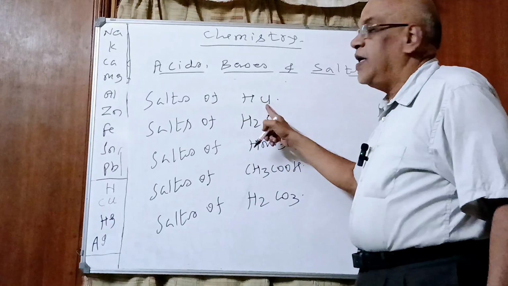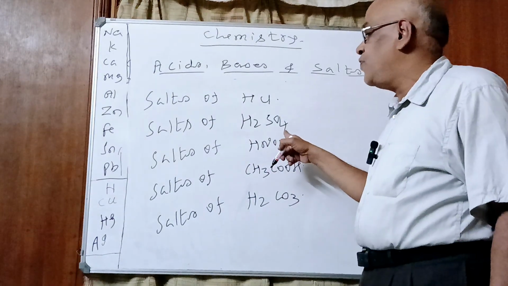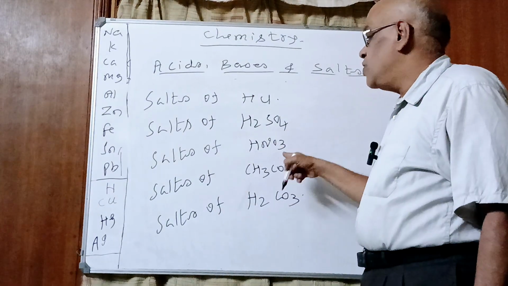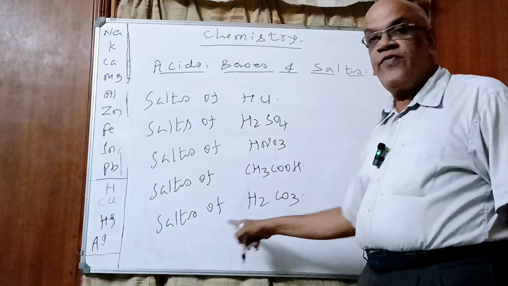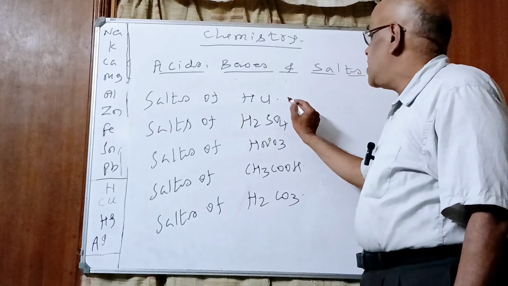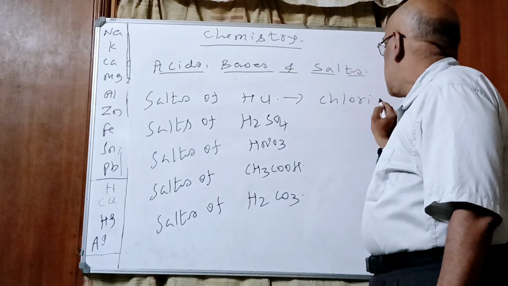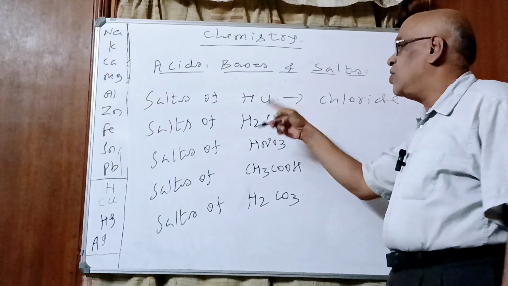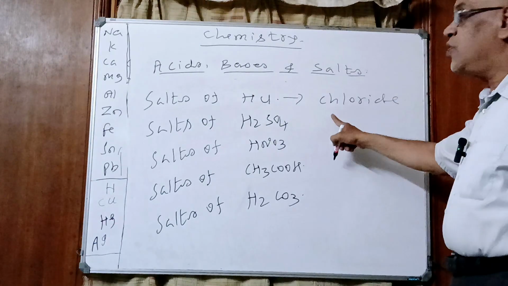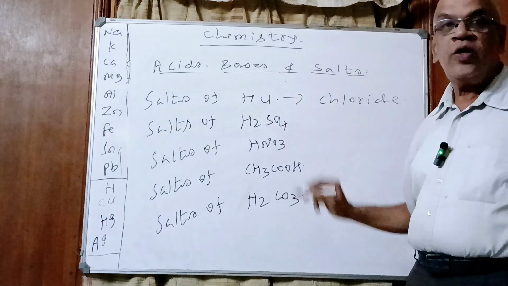Salts are formed from hydrochloric acid. Salts are formed from sulfuric acid, H2SO4. Salts are formed from HNO3, nitric acid. Salts are formed from acetic acid. Salts are formed from carbonic acid. Which are the salts of hydrochloric acid, children? Chlorides. Salts derived from chlorine are called chlorides. Because we say sodium chloride now. Sodium chloride is the salt of hydrochloric acid.